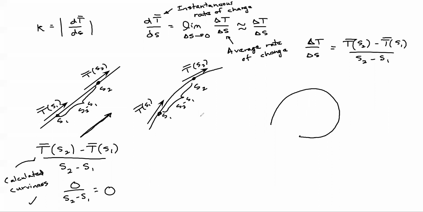If we calculate this quantity, T of S2 minus T of S1 over S2 minus S1, what do we get if we subtract these? Let's do that. We know how to subtract two vectors: you put the starting points at the same place. So here's T of S1, and here's T of S2.